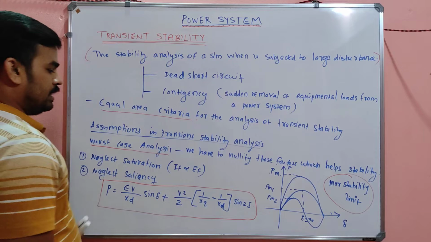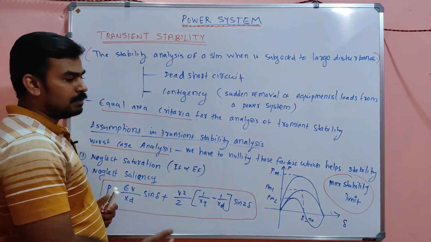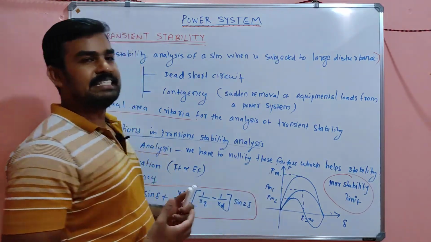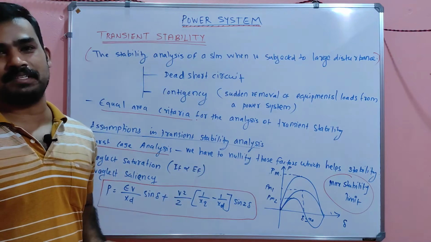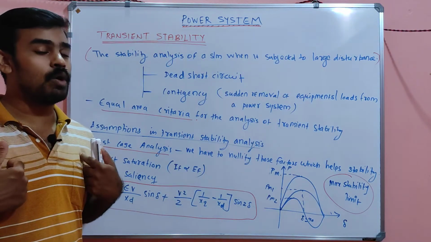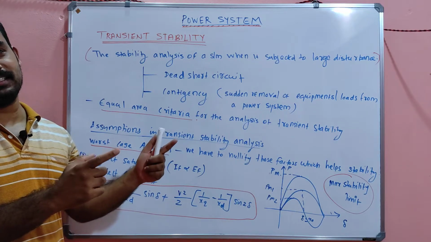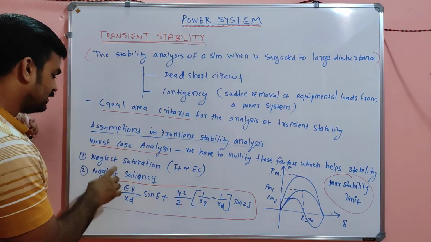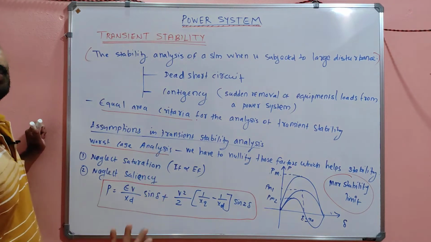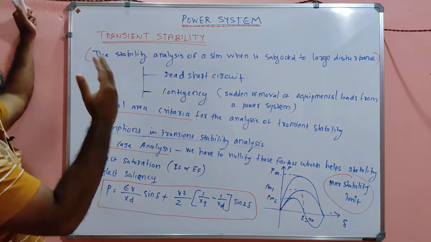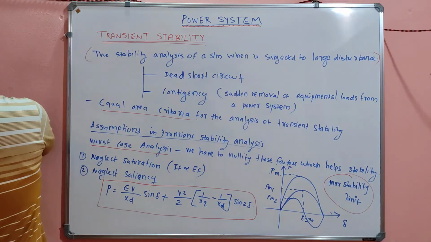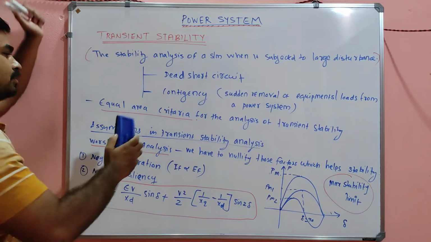So if you consider the saliency, the power will be higher, and it actually helps the stability of the system. But we don't want that. We want the worst case analysis. So we always neglect the saliency while considering this transient stability analysis. That's all. So that was the second assumption.